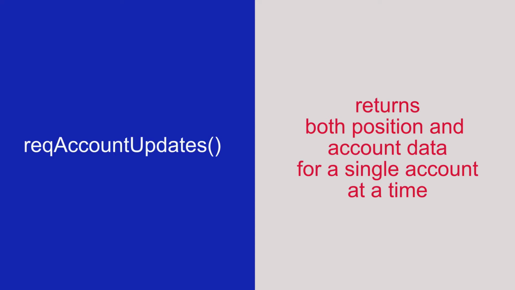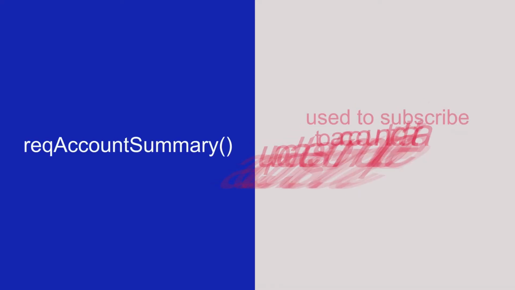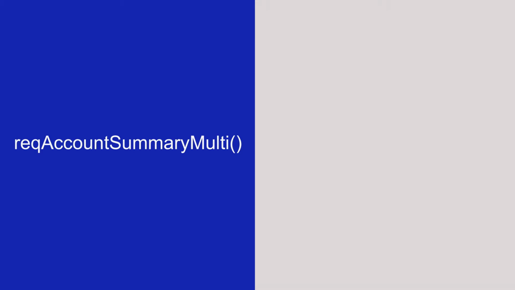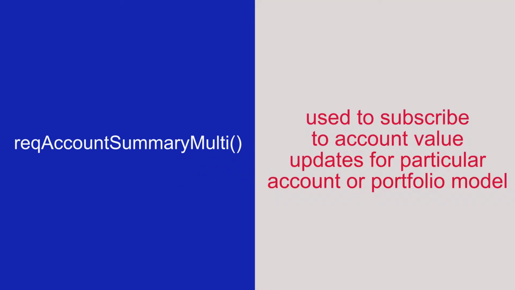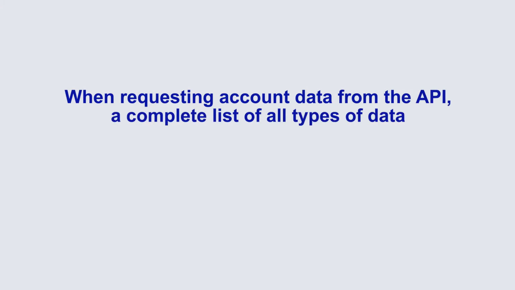The second function is reqAccountSummary, which is more commonly used in different account structures to subscribe to account updates from multiple accounts at once. And then finally, there's also the function reqAccountUpdatesMulti, which is used to subscribe to account updates from single sub-accounts at a time in the case where there are more than 50 sub-accounts, and it's also used with portfolio models.